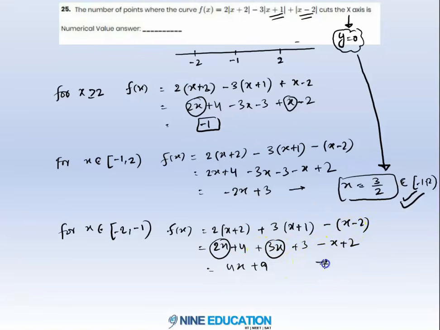So if I try to put it equal to 0, I will be getting minus 9 by 4. If I put it equal to 0, the x value is minus 9 by 4, which is minus 2 point something. So that is not possible because we have started from minus 2 to minus 1. So this answer we cannot take. Even though we are getting f(x) equal to 0, I cannot accept this value. So till now we have got only one value.